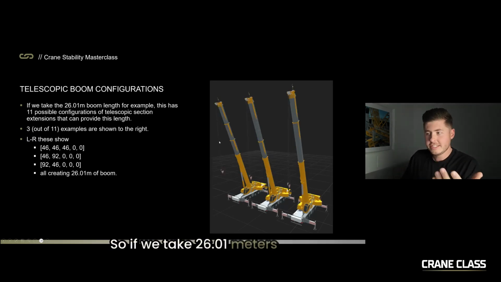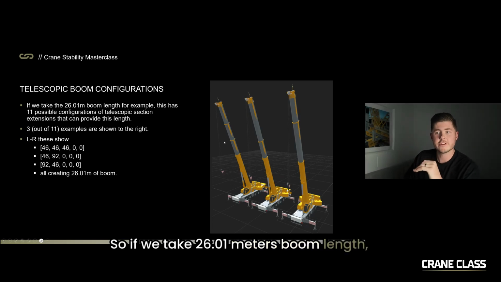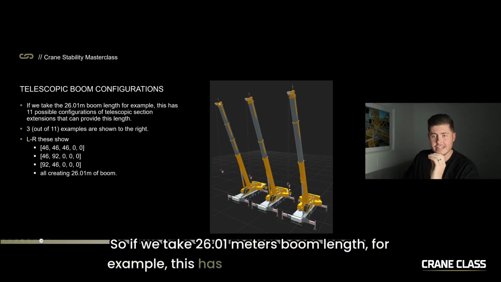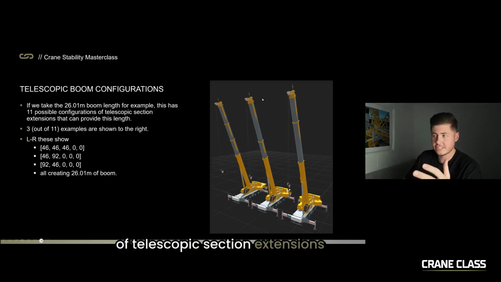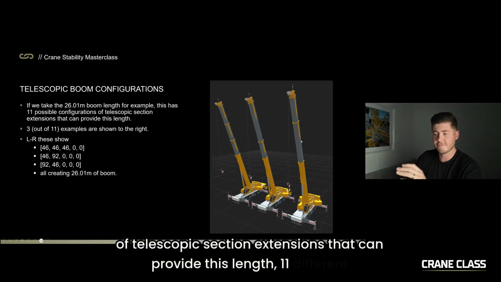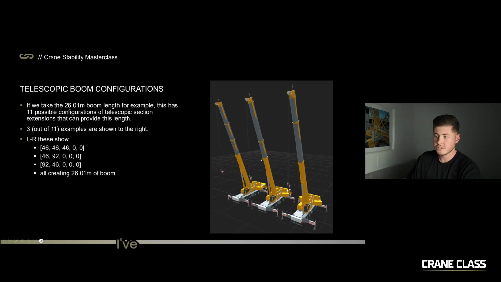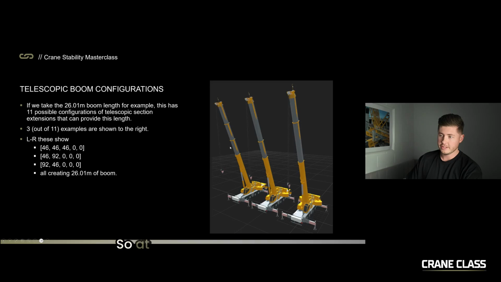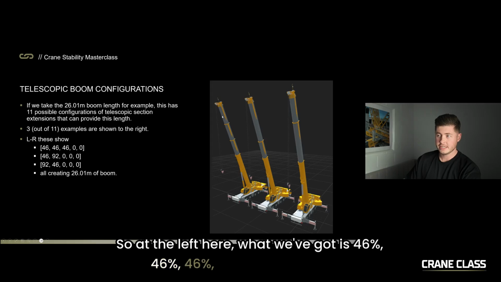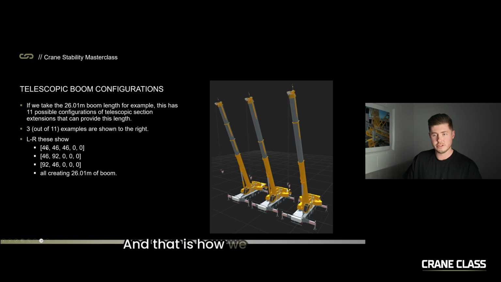So if we take 26.01 meters boom length, for example, this has 11 possible configurations of telescopic section extensions that can provide this length, 11 different configurations. I've shown 3 out of these 11 examples right here. So at the left here, what we've got is 46%, 46%, 46%, 0, 0 extension. And that is how we would list that right here, going from the bottom up.